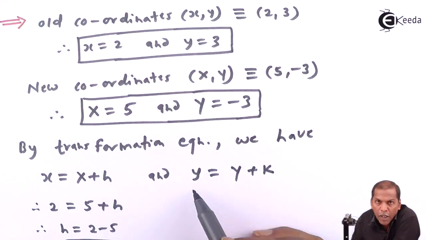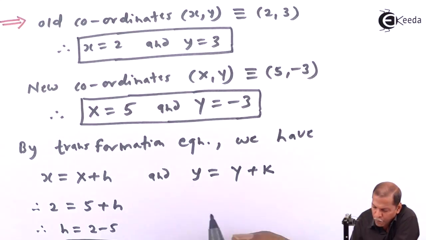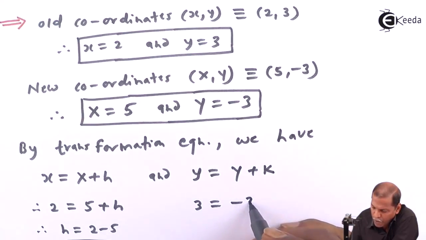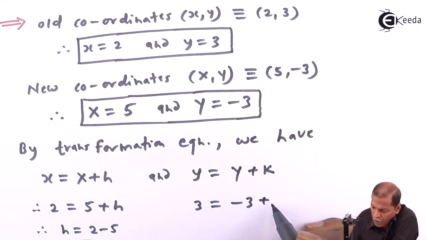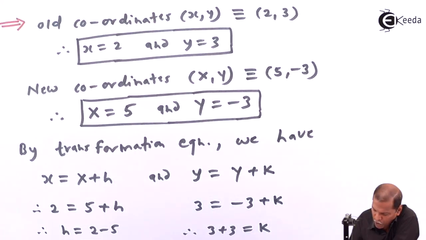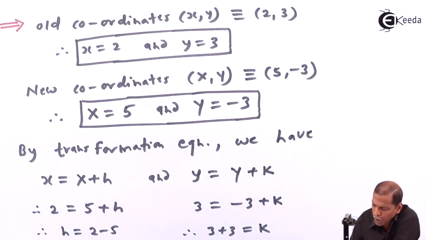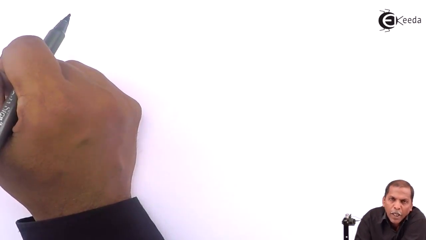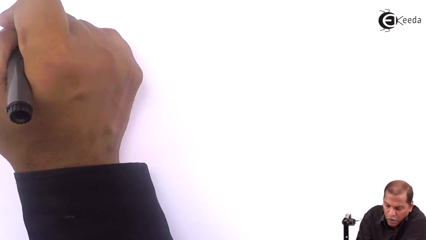Similarly, small y is equal to capital Y plus K. For small y we substitute 3, and for capital Y we write -3, plus K we write as it is. On further simplifying we get 3 plus 3 equal to K, and therefore K is equal to 6. Hence the shift of origin (H, K) is equal to (-3, 6).